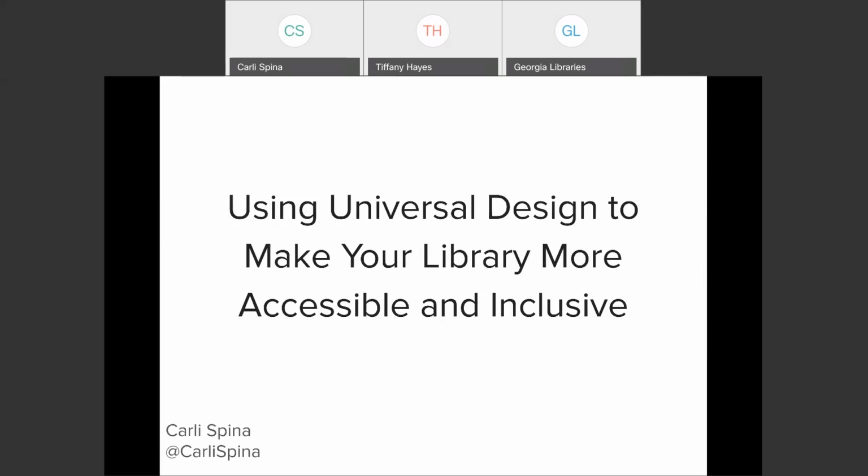My name is Lauren Clossy, and I will be your host for this session, which will discuss using universal design concepts to make your library more accessible and inclusive. This event is supported through funding from the Library Services and Technology Act through the Institute of Museum and Library Services.